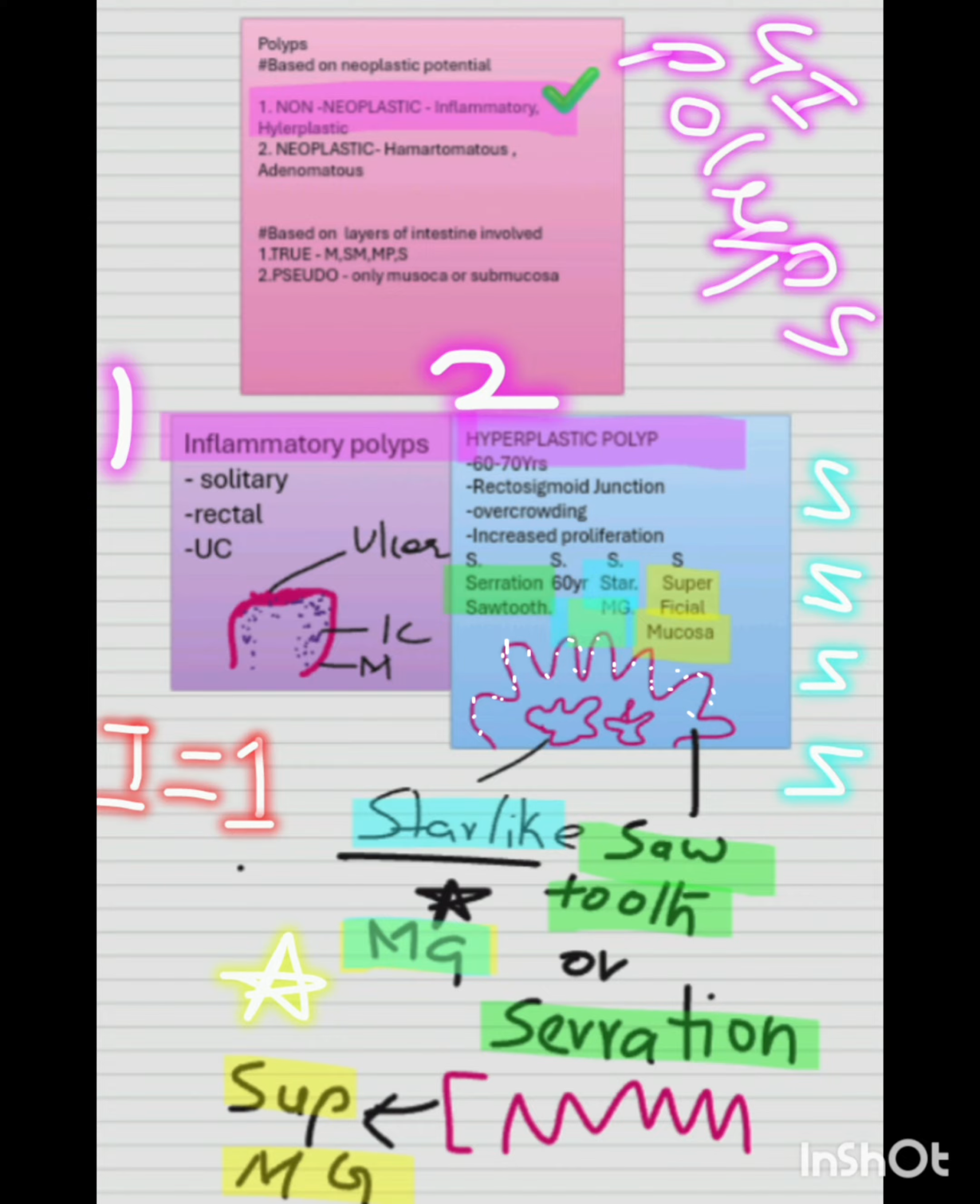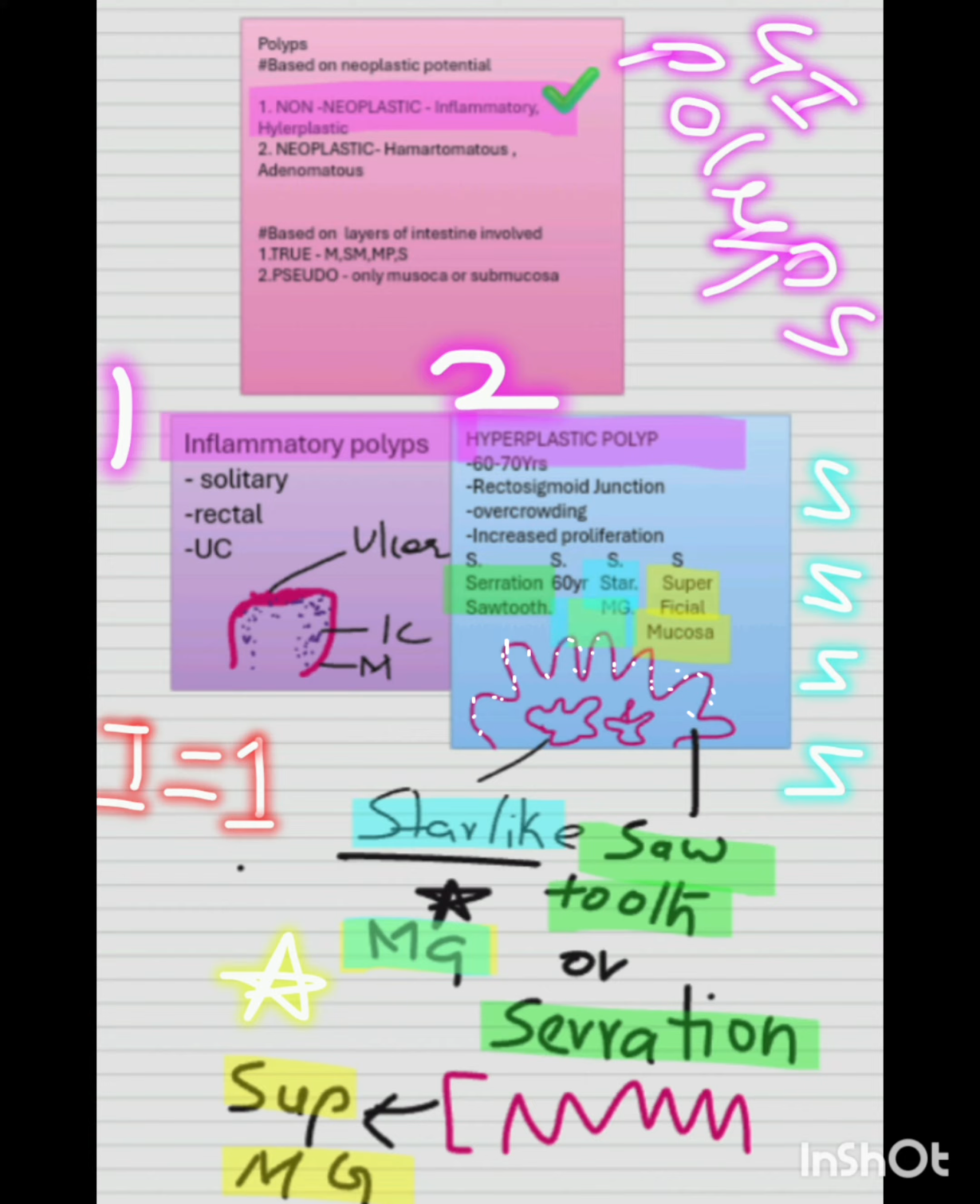Starting with the inflammatory polyps, they are usually solitary. It involves the rectum and they are all pseudopolyps, that means it only involves mucosa. If you see microscopically, as the name suggests, there are multiple inflammatory cells in the mucosa as well as superficial ulcerations. So how do you remember? I from inflammatory and I is equal to 1. So both are similar, they're usually solitary, okay, and they are pseudopolyps.